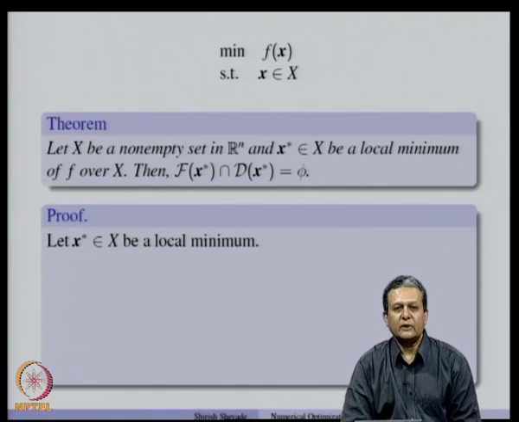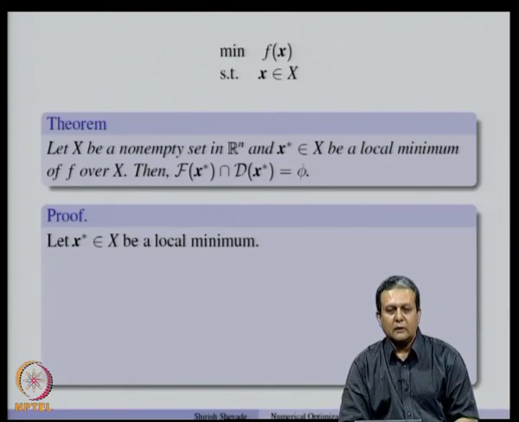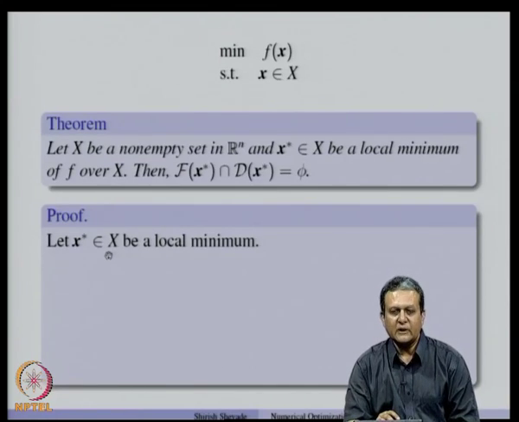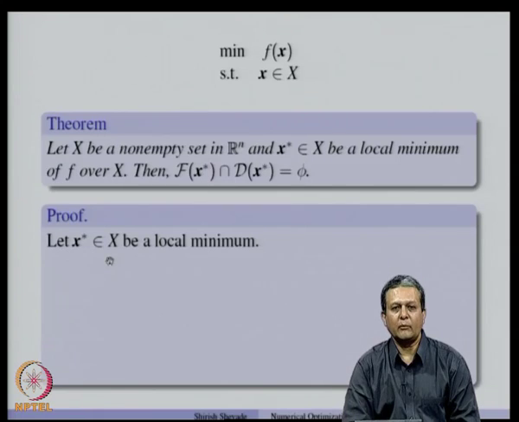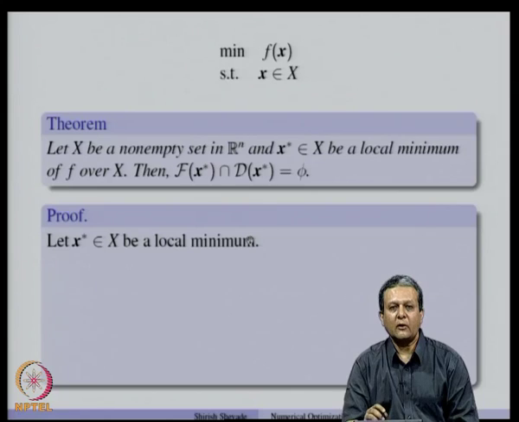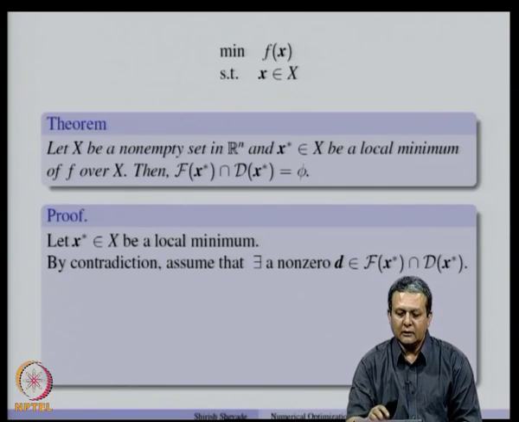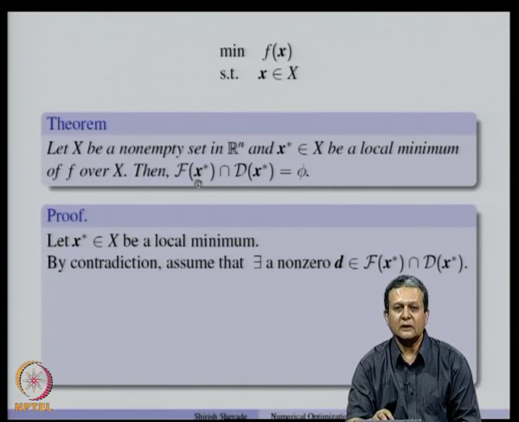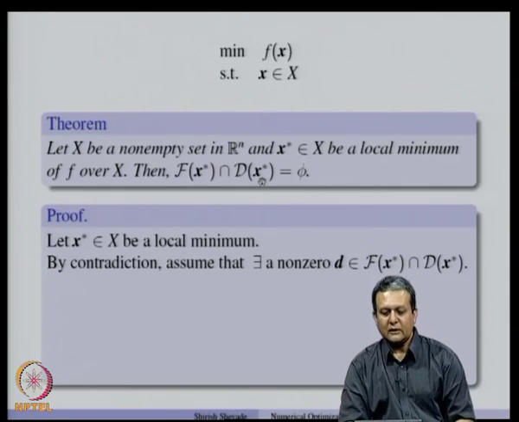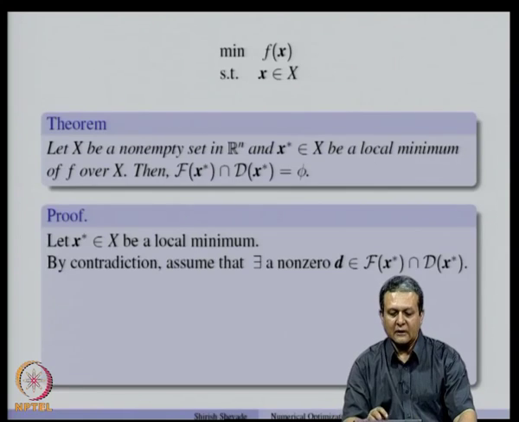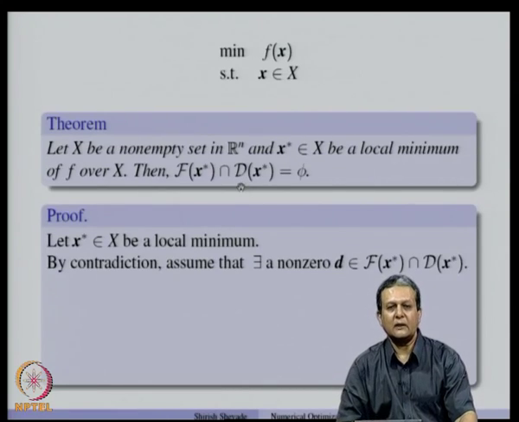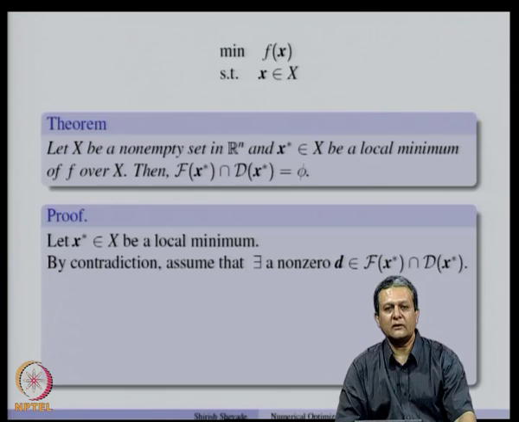So, let us look at the proof of this theorem. Let us assume that x star is feasible and is a local minimum. Now, the proof will be given by the method of contradiction, and for that we assume that there exists a non-zero d that lies in the intersection of F(x star) and D(x star). Okay. So, let us assume that such a d exists, and therefore this set F(x star) intersection D(x star) is non-empty.